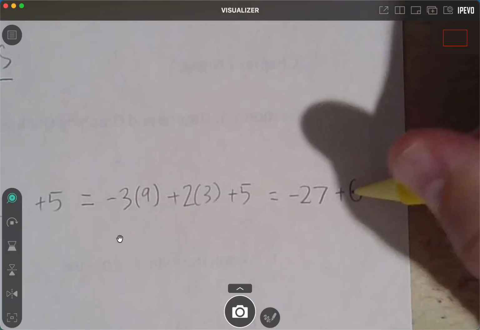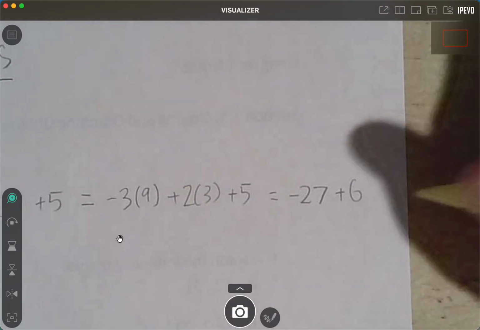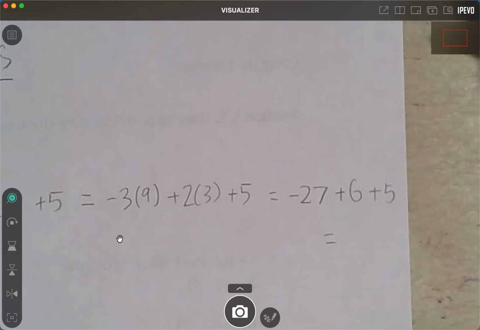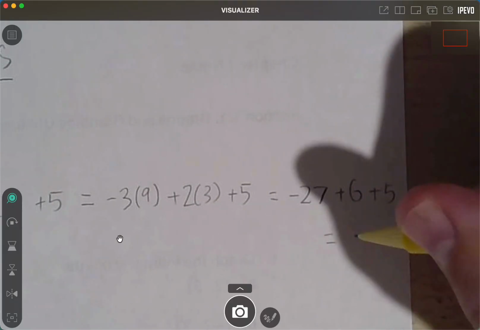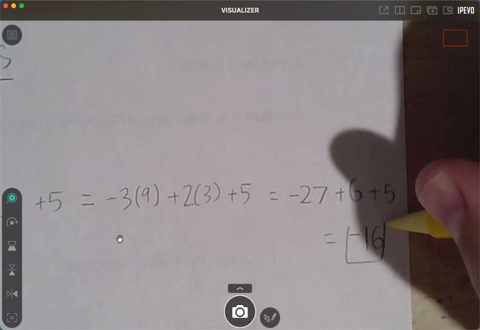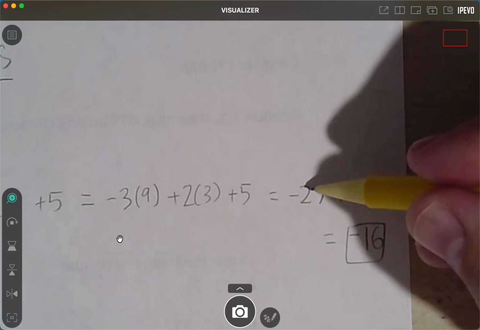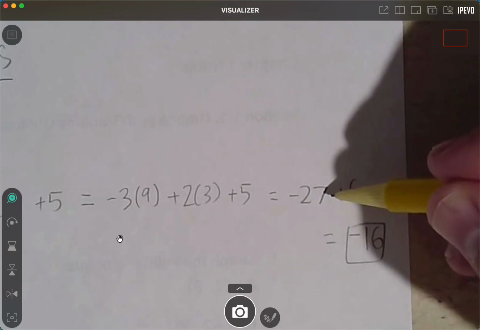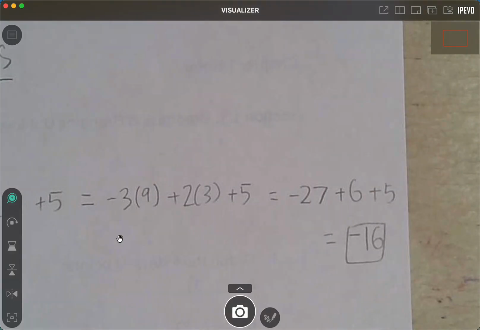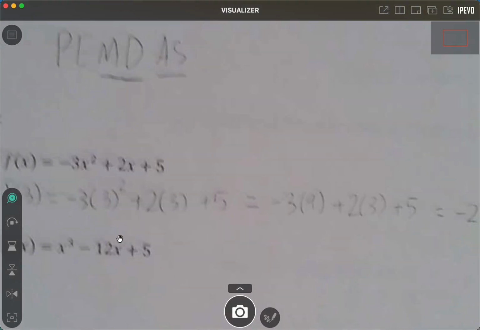I'm keeping the positive on that. And I've still got my plus 5. Now, after I work that out, what I get is, well, let's see here. I believe negative 16 is what, negative 27 plus 6, because that would be negative 21. Negative 21 plus 5 is, yep, negative 16. So great, I got negative 16 for my answer.